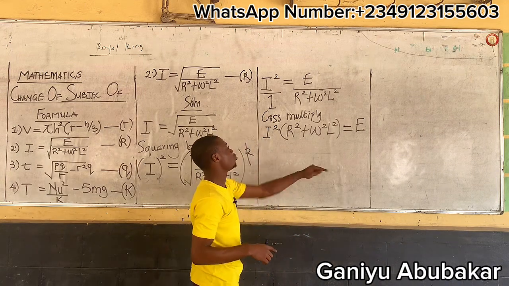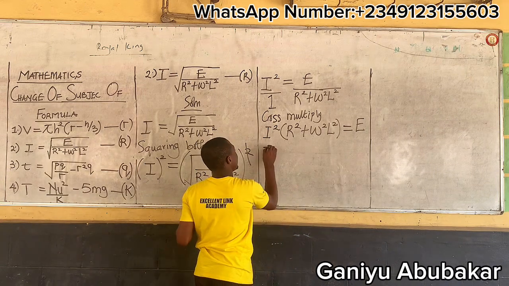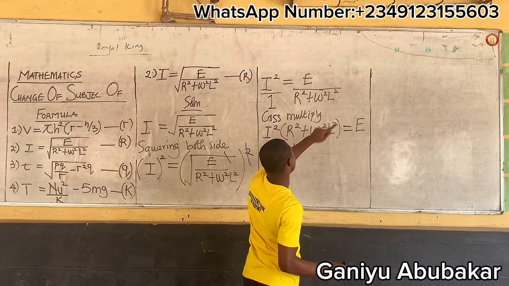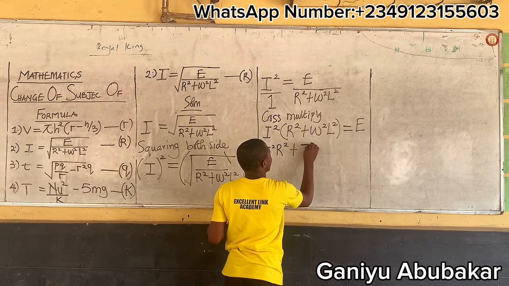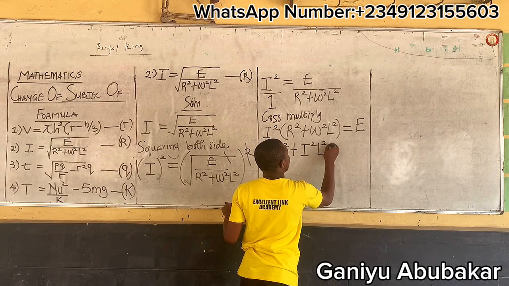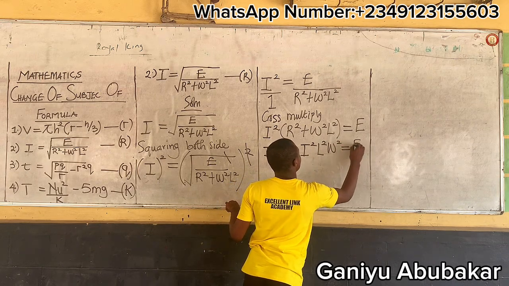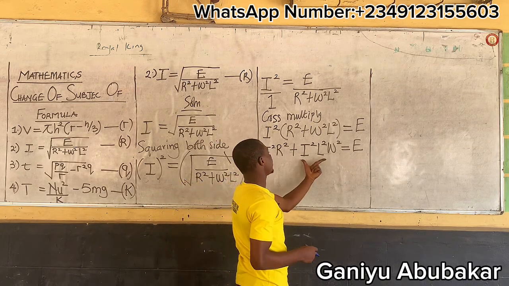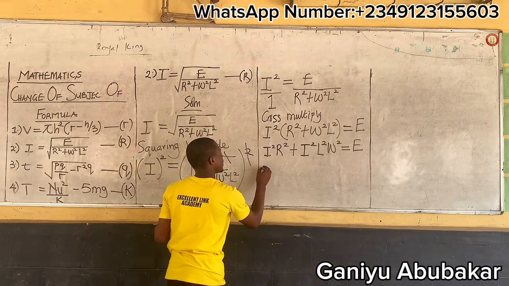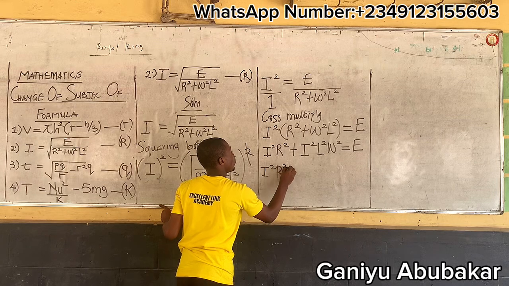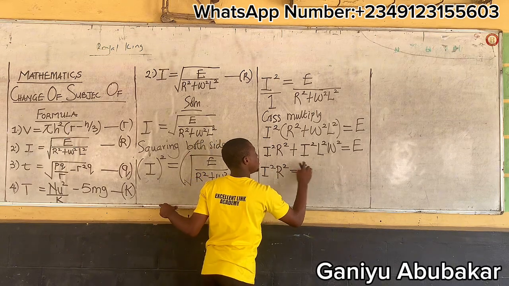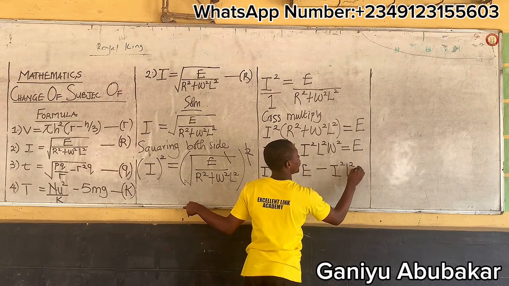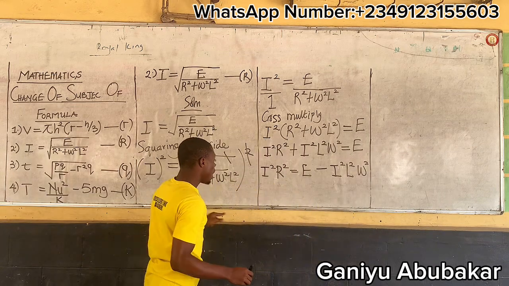I'll use I squared to expand through. I squared times R squared will give I squared R squared plus I squared times W squared L squared. I'll have I squared L squared W squared equal to what? Equal to E. From here, I want to make R stand alone, as we said initially. So I'll have to take this one to the other side. So I'll have that I squared R squared is equal to E plus this, which becomes a minus I squared L squared W squared.